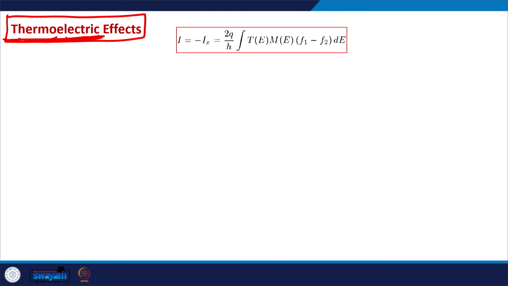And thermoelectric effects, especially in electronics and electrical engineering, means the conversion of temperature difference into a voltage or vice versa essentially, or conversion of heat energy into electrical energy and vice versa.